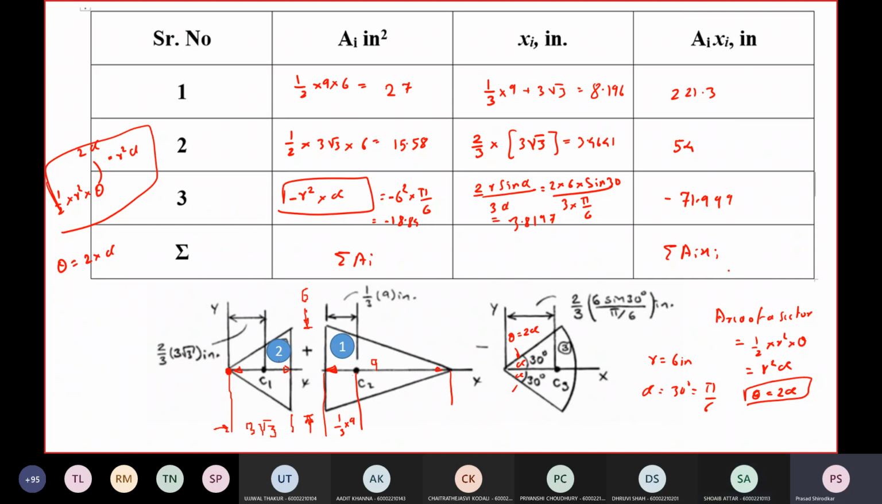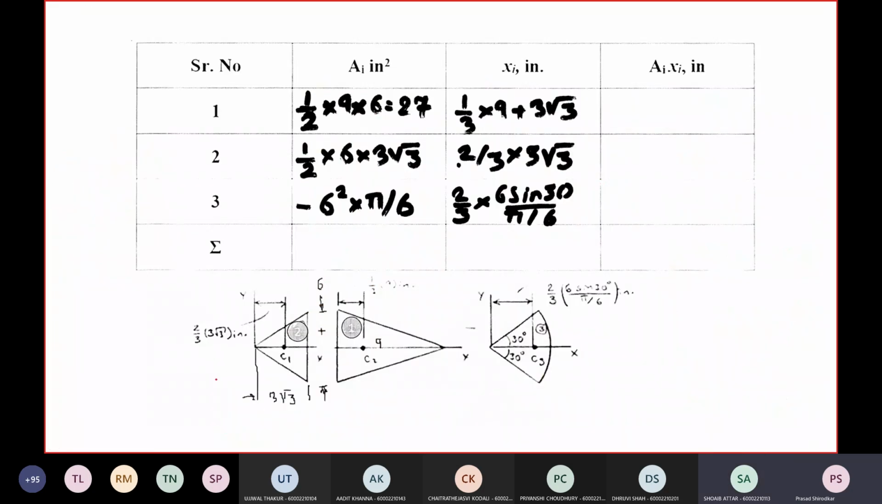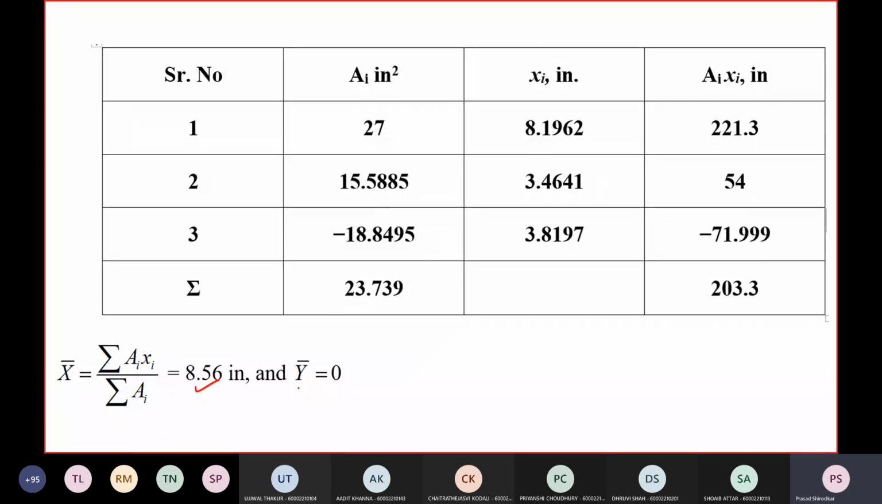Summation Ai is 23.74, and the summation AiXi is 203.31. Correct. And the centroid is 8.564, correct, 8.56, and y bar is 0. Alright, so this is the centroid, x bar comma y bar. This is how you write the final answer.